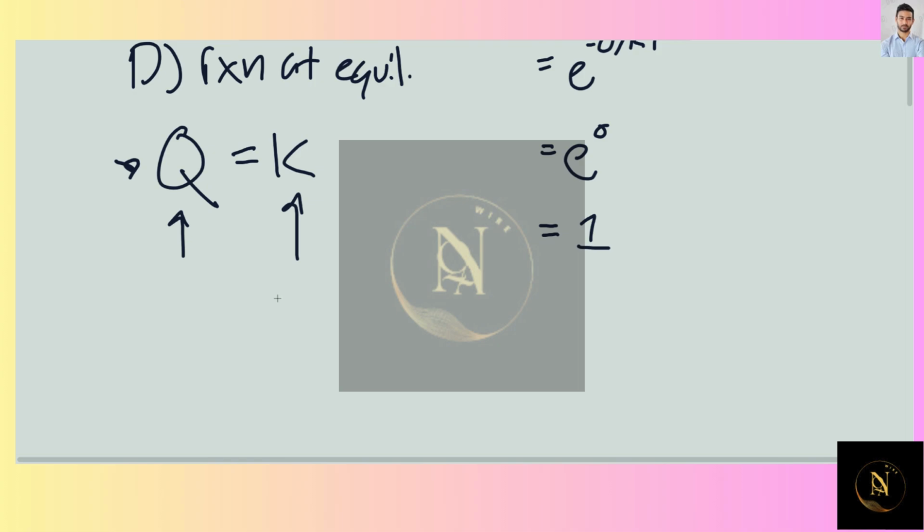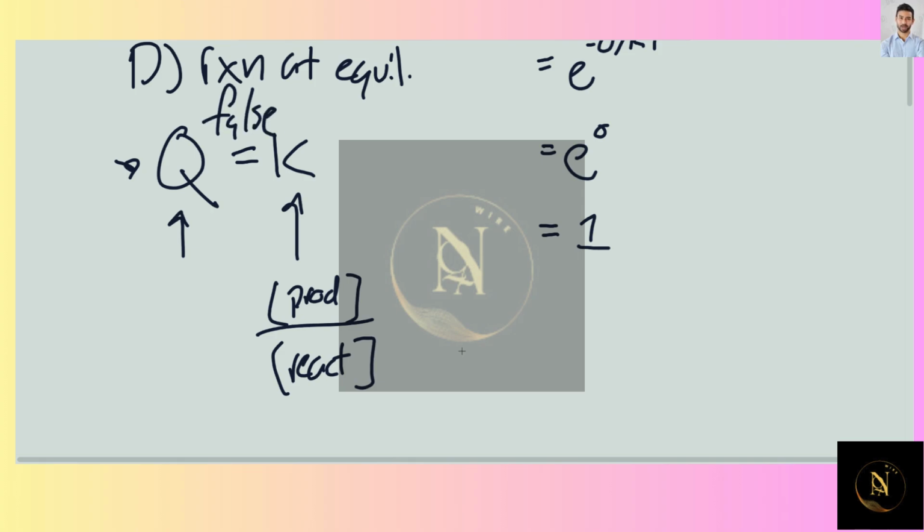K tells us the concentration of products over reactants at equilibrium. Q tells us that same information at present time. So delta G naught tells us nothing about Q. Therefore, D is false.